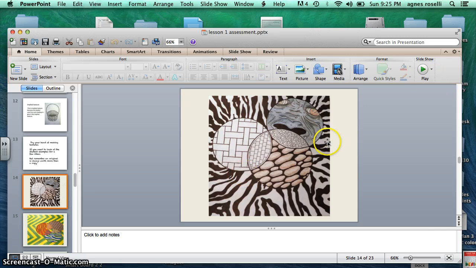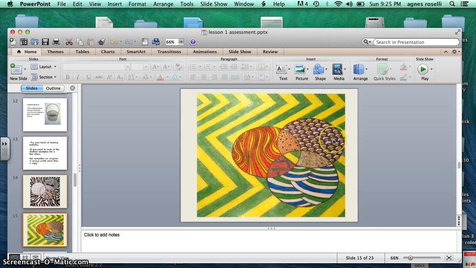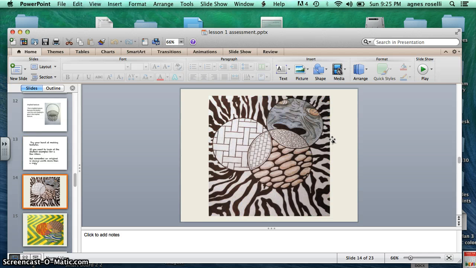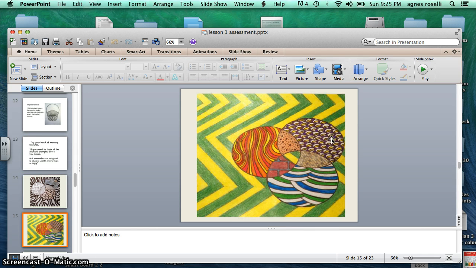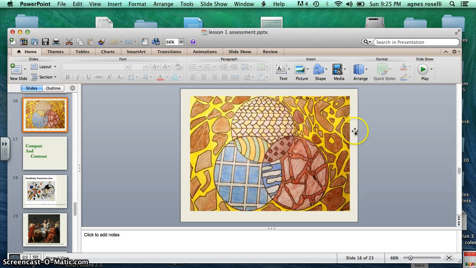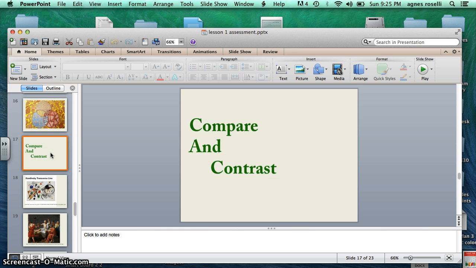Here are some past students' works. When they look at these, they will see lines and shapes being used. And this is going to be the part of the lesson that the students will be doing while half of the class is working on the computer skills.